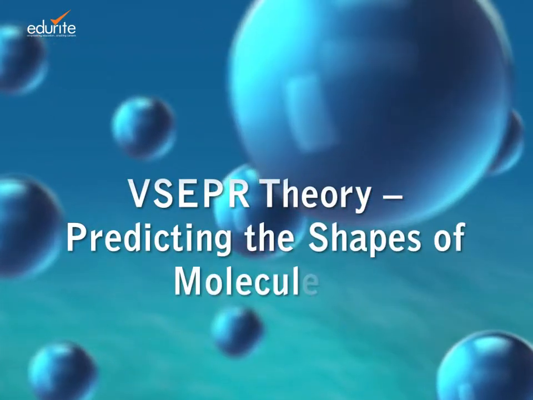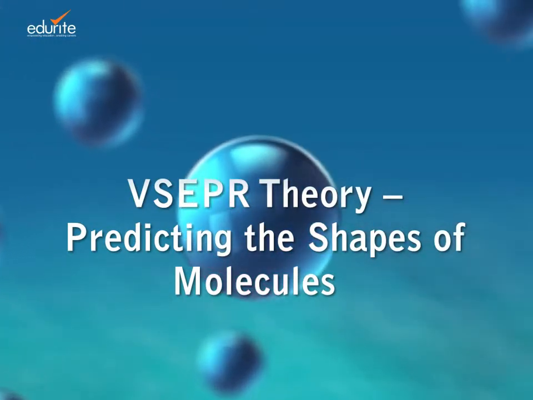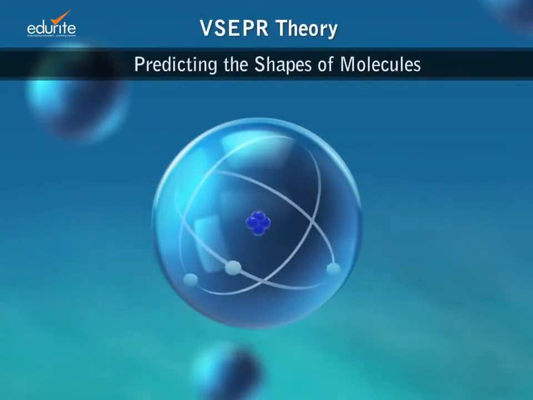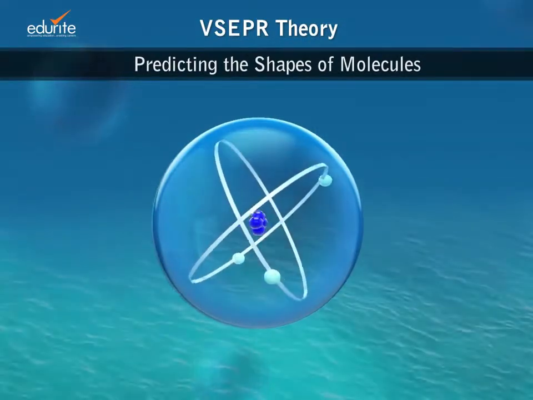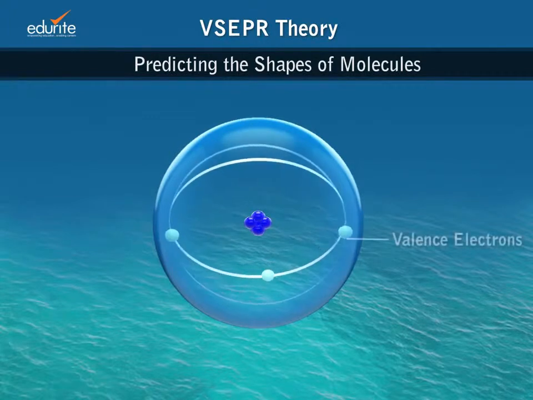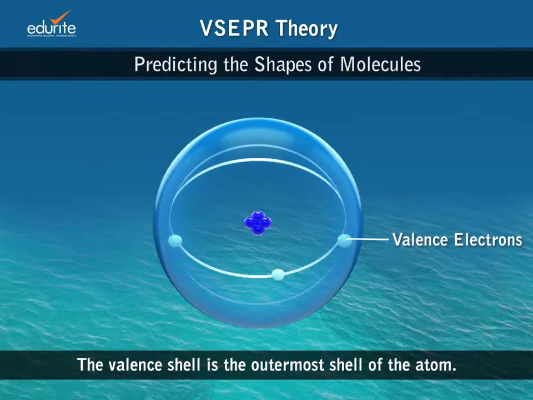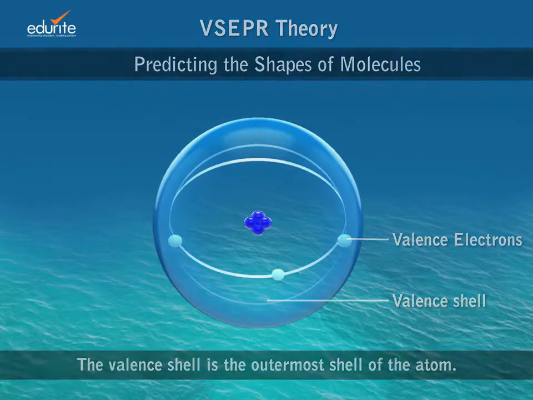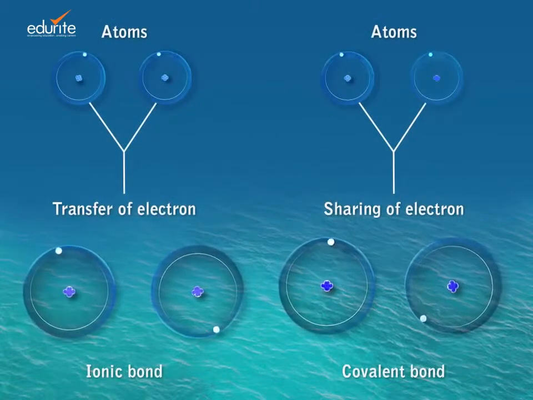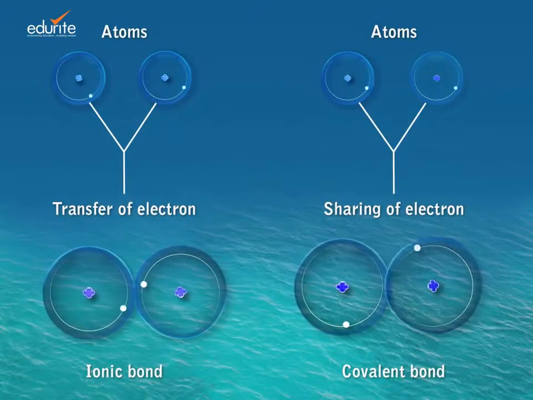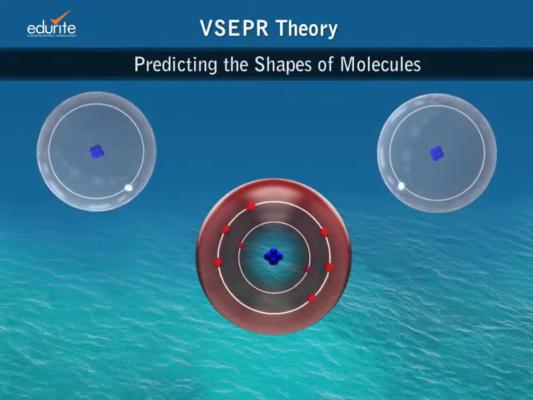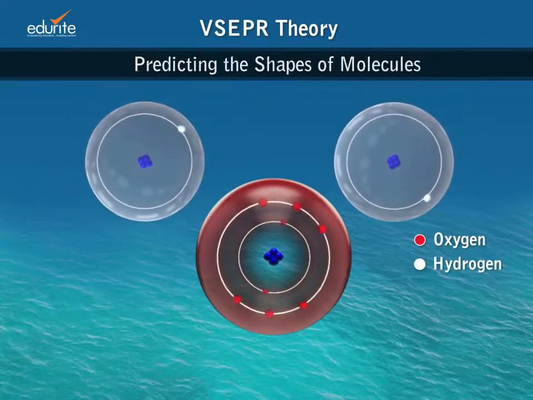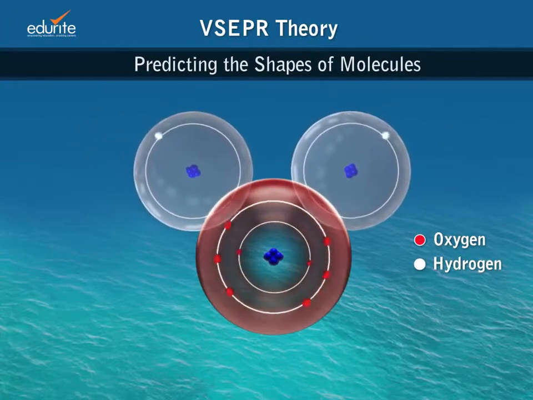VSEPR theory, predicting the shapes of molecules. Electrons are the negatively charged particles of an atom. Electrons that can take part in chemical bonding are known as valence electrons. These are found in valence shells, which are the outermost shells of atoms. A chemical bond involves either the transfer or sharing of valence electrons between atoms. The sharing of valence electrons between atoms in a molecule can be represented by Lewis dot structures.